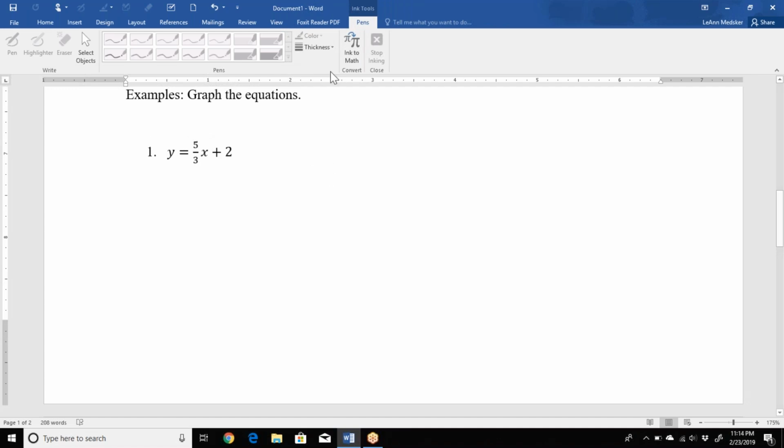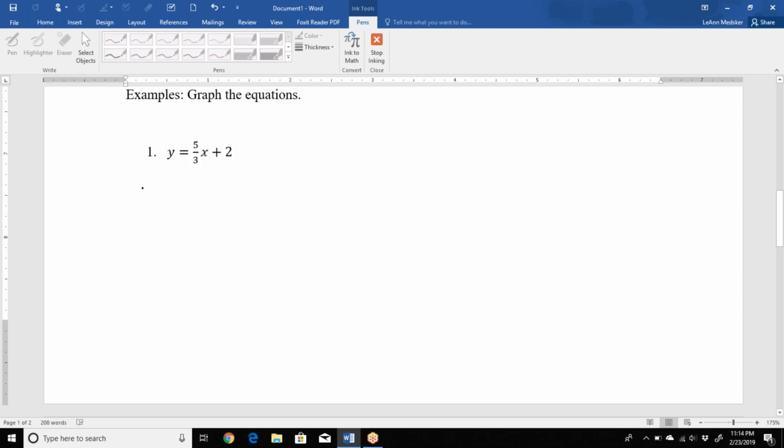Some of these you may already know how to graph a different way, and that's fine, but we're going to focus on the methods in this section. So the first one here is a linear equation, and the reason I know that is because x is to the first power, y is to the first power, and there's no weird stuff like absolute values. It's just numbers and variables, essentially.